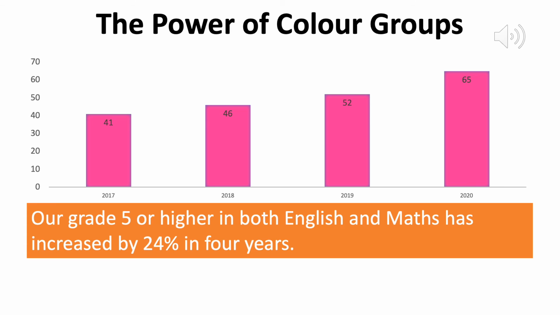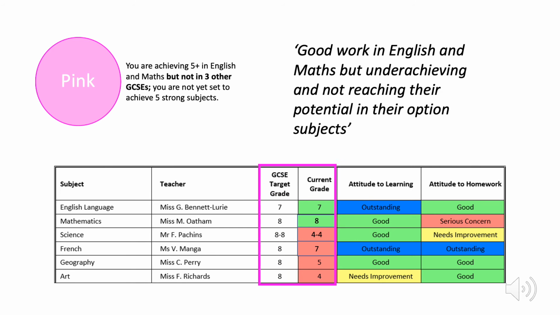So your child is in the pink group. That means they're achieving a grade 5 or higher in English and Maths, but not in 3 more of their GCSEs. So they're not going to get 5 passes for their GCSEs as it stands. Keep up the good work in English and Maths, but they're underachieving and not reaching their potential in their option subjects. They need to change their focus now and think about how they're going to improve in these subjects.